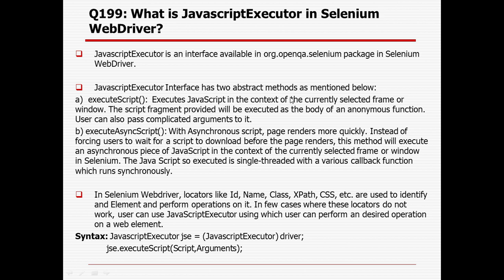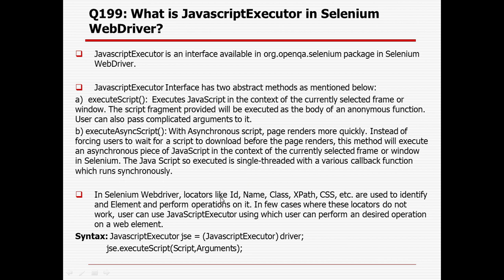executeScript executes JavaScript in the context of the currently selected frame or window. The script fragment provided will be executed as the body of an anonymous function. The user can also pass complicated arguments to it. Whereas with asynchronous script, the page renders more quickly. Instead of forcing the user to wait for a script to download before the page renders, this method will execute an asynchronous piece of JavaScript in the context of the currently selected frame or window in Selenium. The JavaScript so executed is single threaded, with the various callback functions running synchronously, right?